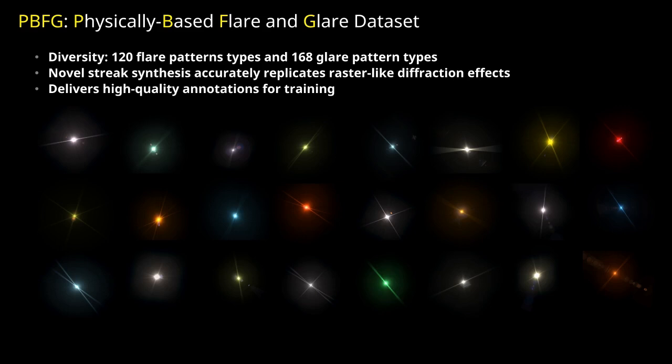We introduce PBFG, a physically based flare and glare dataset. It includes 120 flare and 168 glare pattern types, rendered using realistic optical parameters such as f-number, aperture shape, and coding effects. Our dataset enables physically faithful training for deep learning models.